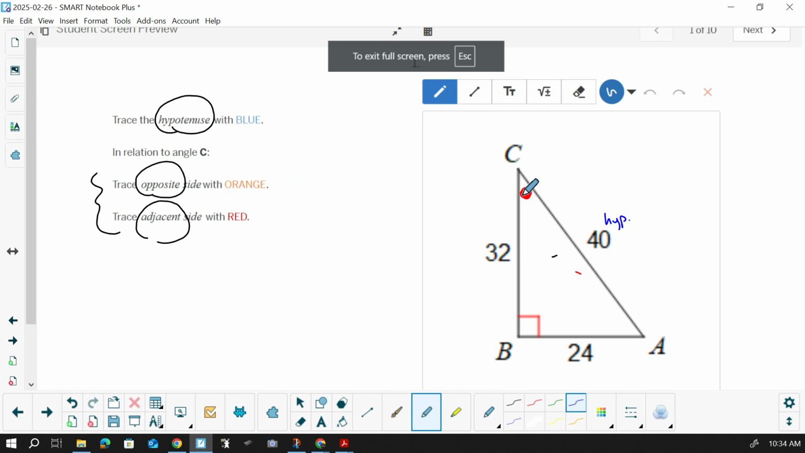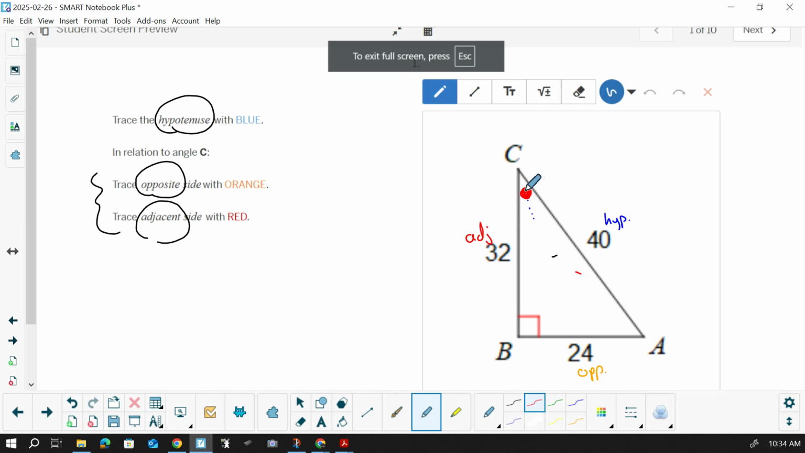The opposite wall would not be the wall that you're right next to. You're right next to this wall. The one on the opposite side, you'd be like, oh, it's the one way over here on the other side of the room. This right here would be the opposite. Orange. And then the adjacent side, the one that's right next to you, is the one right here. We're going to do red, adjacent.